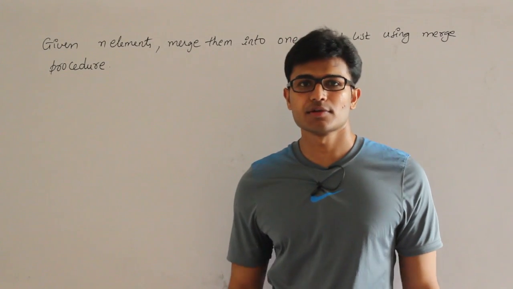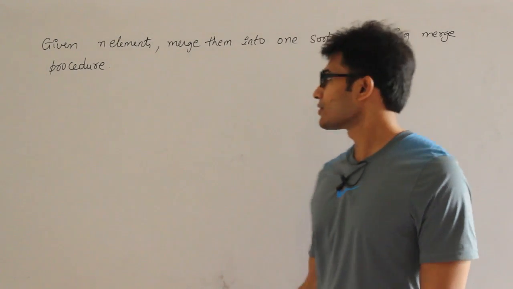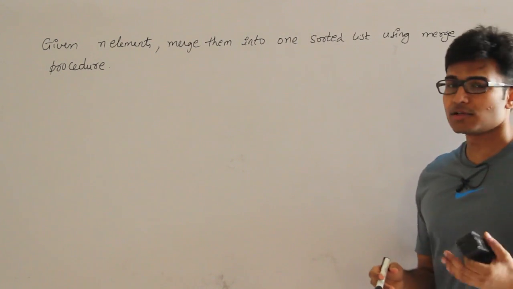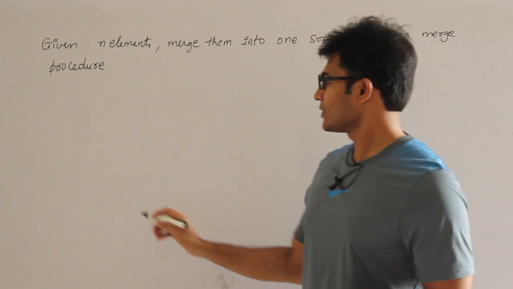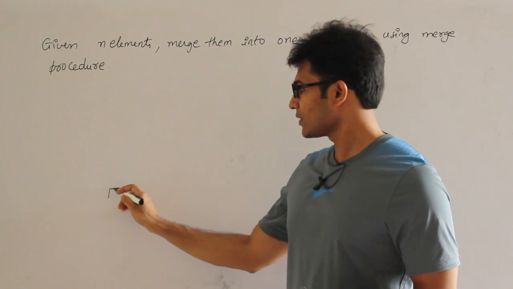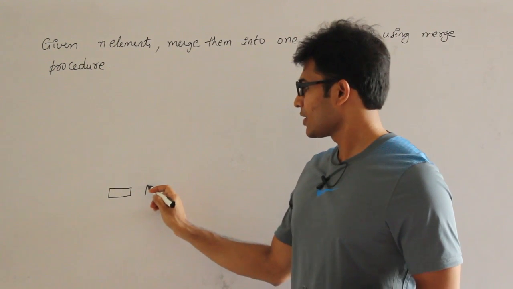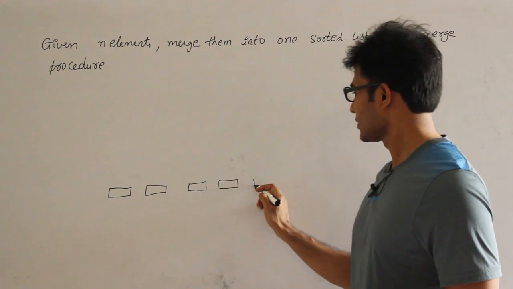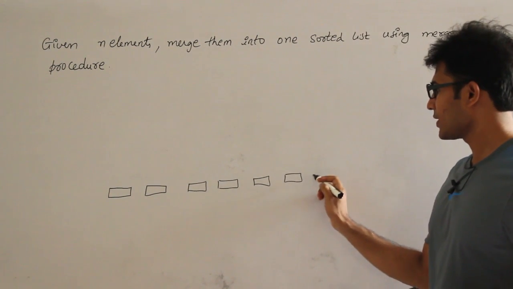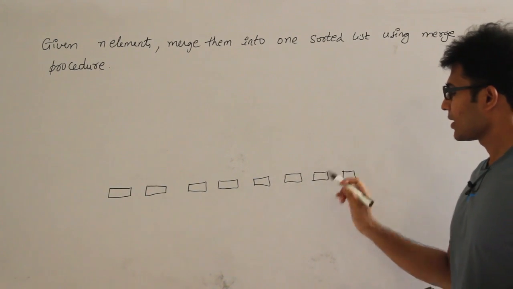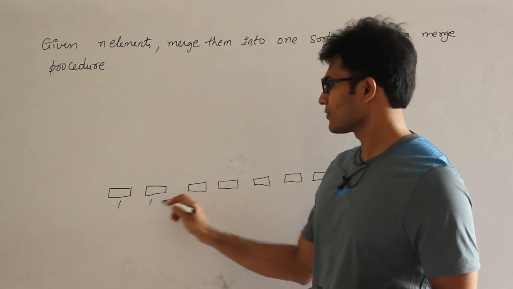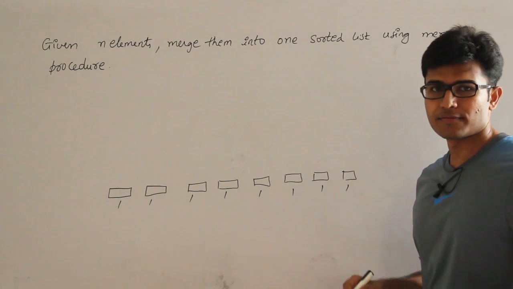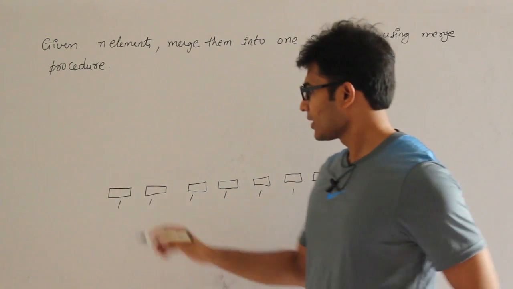Now we shall see merge sort in some other way. The question is this: given n elements, merge them into one sorted list using the merge procedure. So I can assume that all the n elements are n lists and each list is of size 1. You already know that every list of size 1 is already sorted. Then I'll merge.